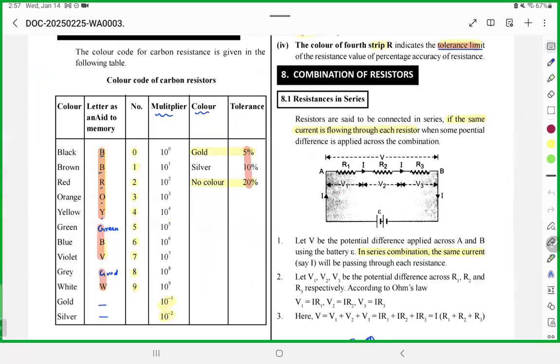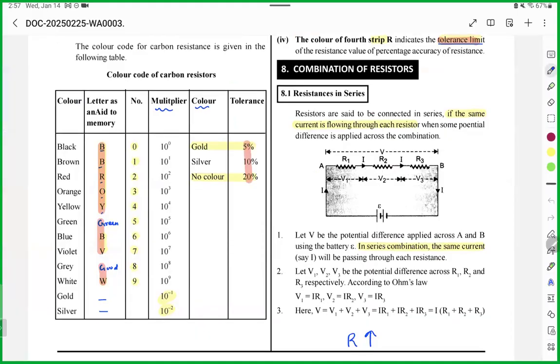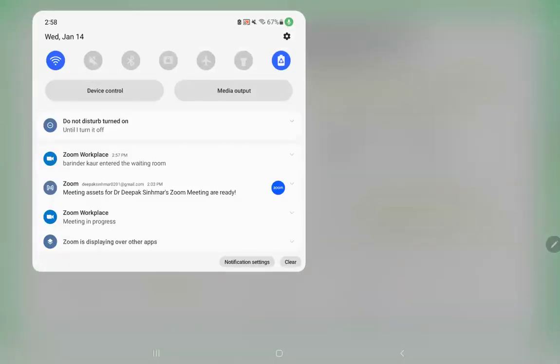So you know most of the thing, because in case of resistor we have to consider different types of combinations.